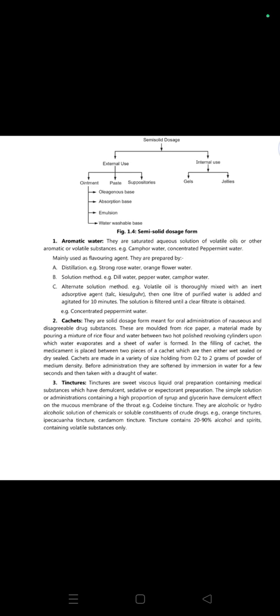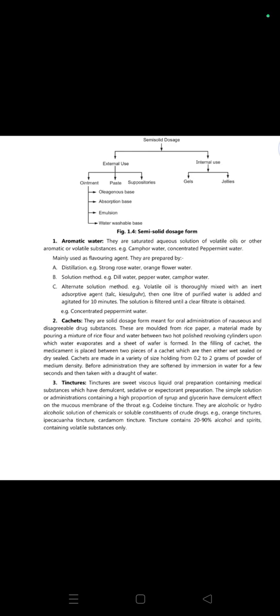Aromatic waters are saturated aqueous solutions of volatile oils or other aromatic or volatile substances. For example, camphor water, concentrated peppermint water. They are mainly used as flavoring agents. They are prepared by distillation. For example, strong rose water, orange flower water. Then solution method, for example dill water, peppermint water and camphor water.